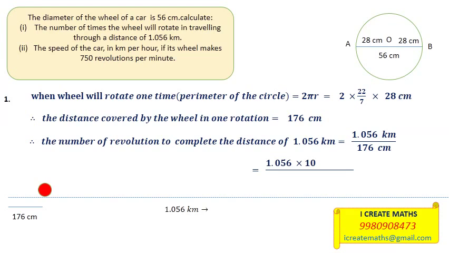Here is more simplification given, so you can understand properly. Convert into centimeter. Centimeter got cancelled. You got 600. So the car has to make 600 revolutions to cover the distance of 1.056 kilometer. Now we'll discuss the second part of the question.